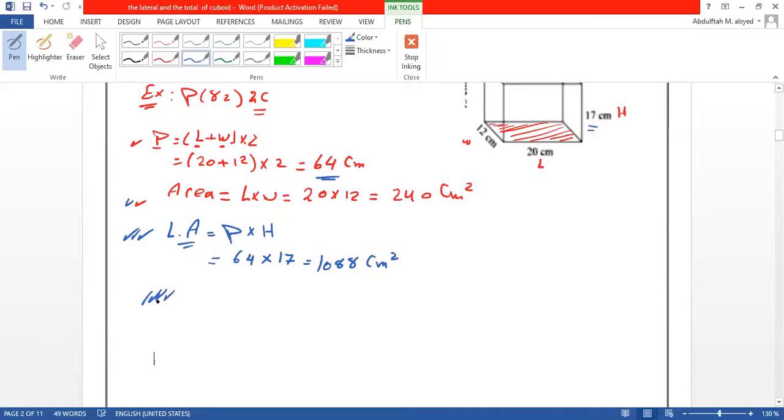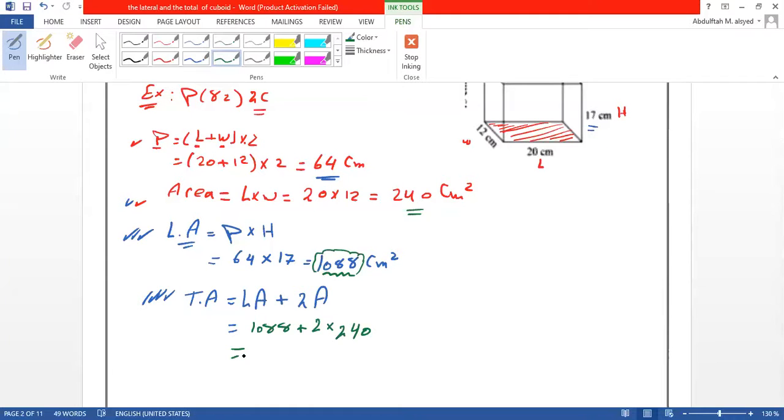Okay, now the fourth step, we have to find the total area, which equals lateral area plus 2 times the area of the base. We have found the lateral area, which is 1088, plus 2 times the area of the base, which is 240. Now we can find the total area: 1088 plus 2 times 240 equals 1,568 centimeters squared.